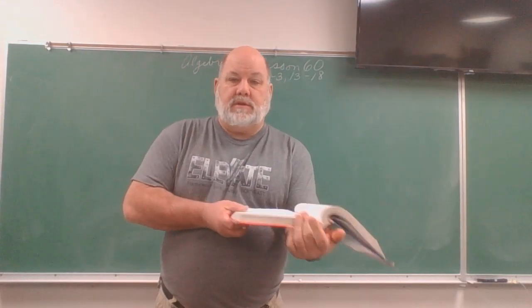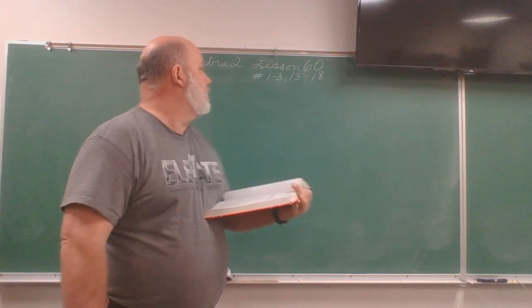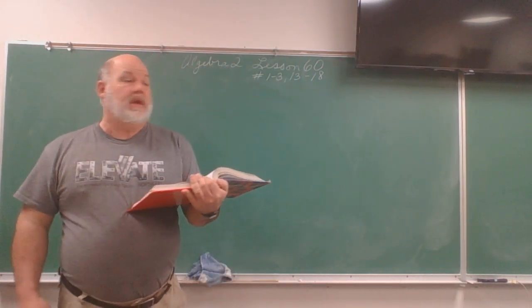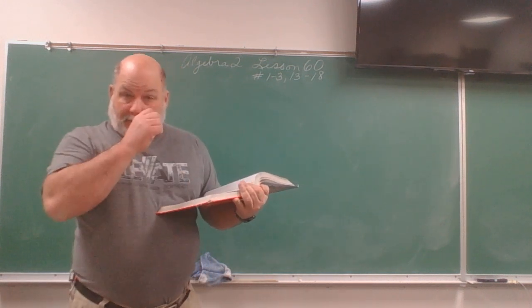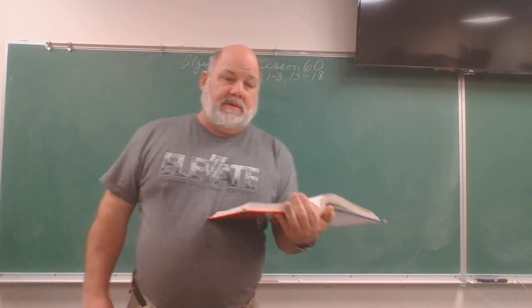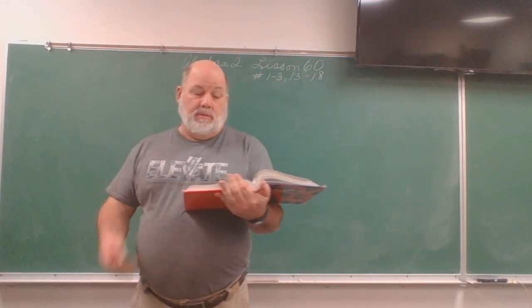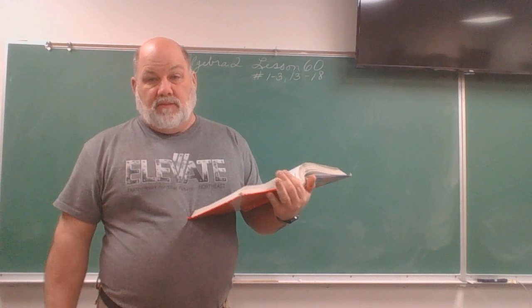Hello everybody, this lesson is for my Algebra 2 students. We're doing lesson 60. Your homework is written up there already, numbers 1 through 3 and 13 through 18. Talking today about what's called direct and indirect variation, or as the book says, direct and inverse variation.